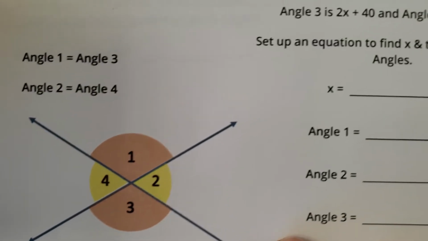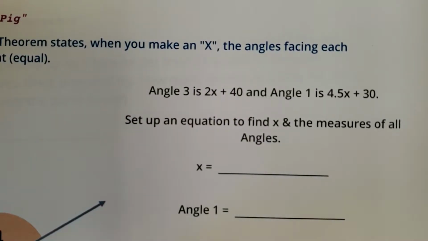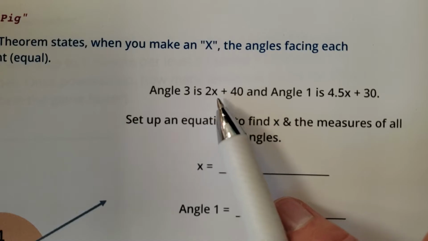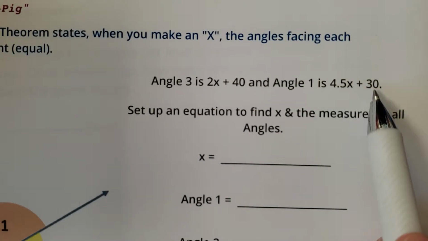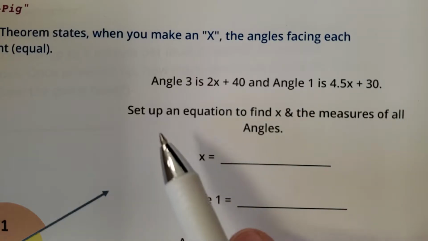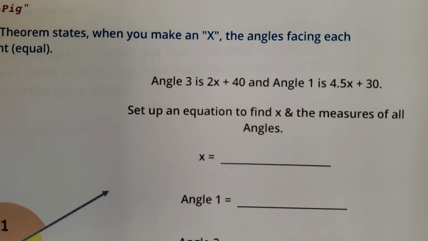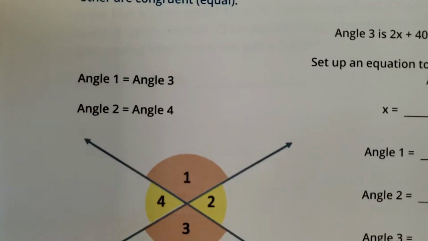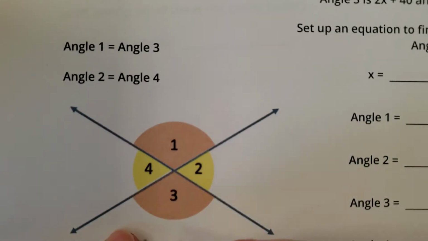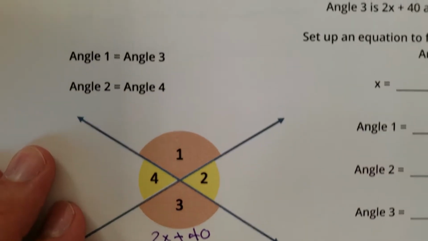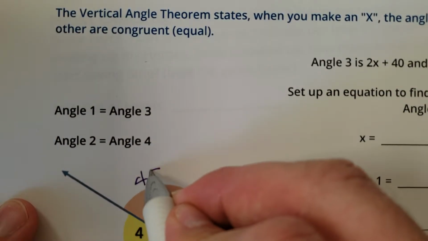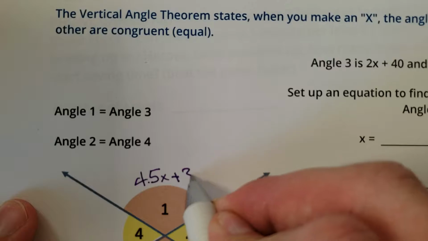All right, cool. So you have some information here. It says angle 3 is 2x plus 40. Angle 1 is 4.5x plus 30. Set up an equation to find x and then the measures of all the angles. So what do we have here? It says right here that angle 3 is 2x plus 40. And then it says that angle 1 is 4.5x plus 30.